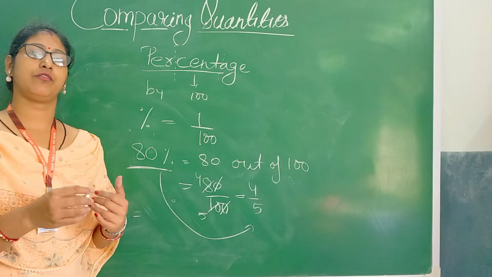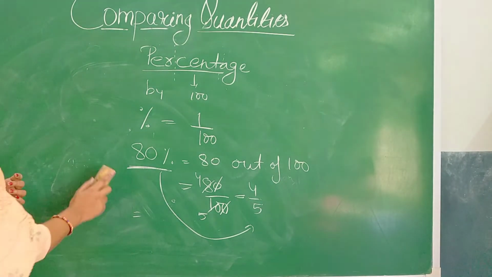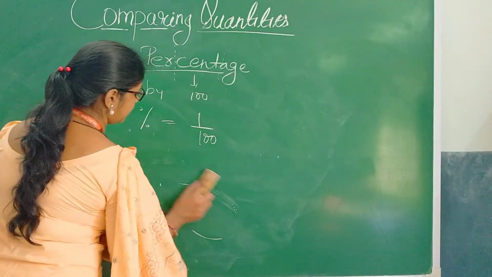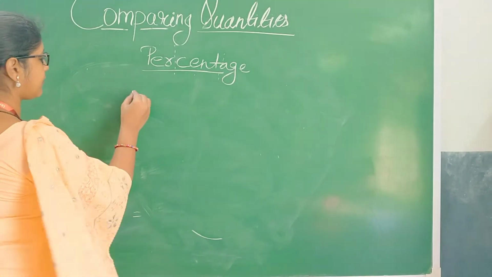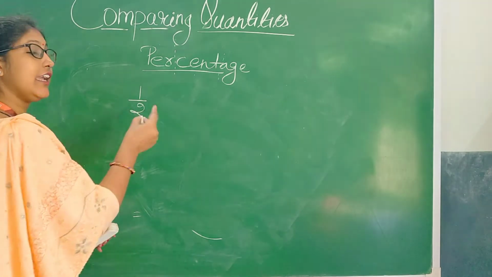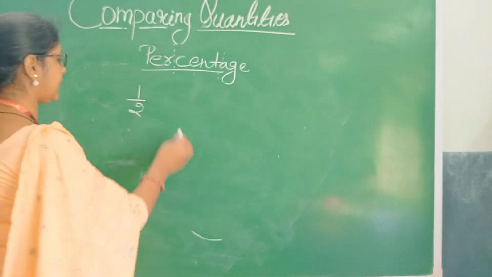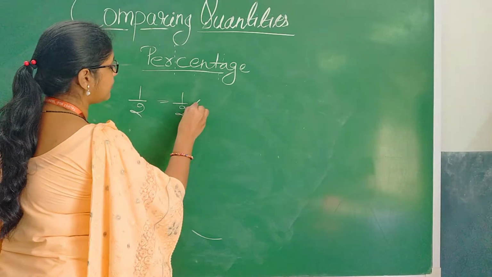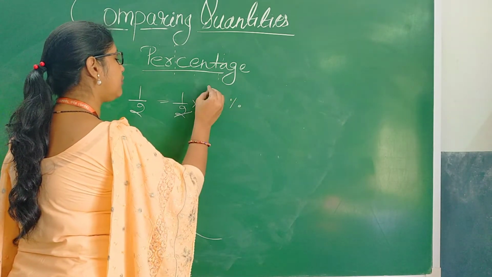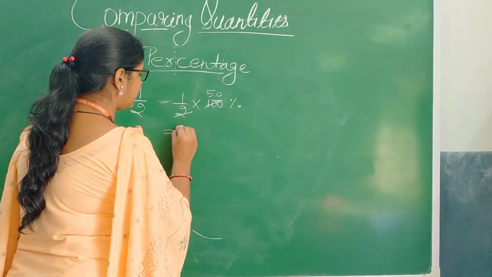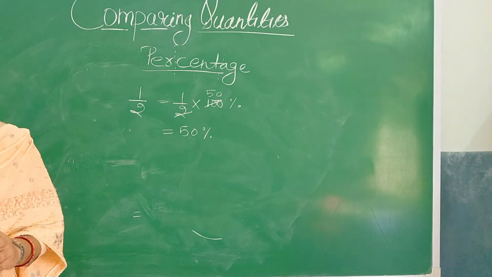In the same way we convert a fraction into a percentage also. Suppose we have to convert 1/2 into a percentage, then we multiply this half by 100%. Then it is equal to half into 100%. Then 2 cut into 100 is 50 times. Then half is equal to 50%.